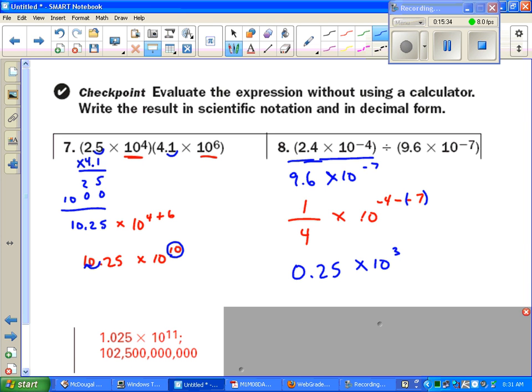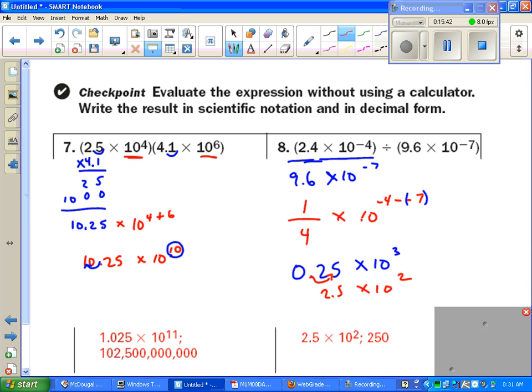But 0.25 is not an acceptable number. You got to move it one more time. It becomes 2.5 times 10. And since we moved it to the right one more time, it becomes 10 to the second, which is 250.